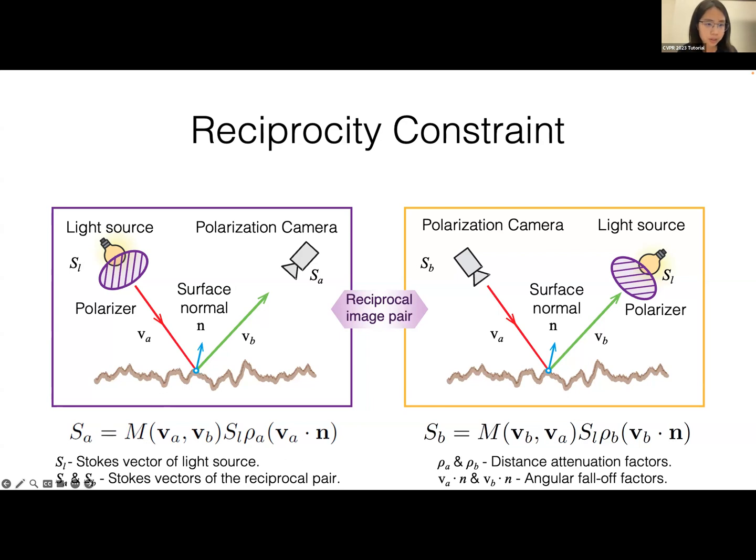And these terms rho and these terms are the attenuation that is caused by the distance of the light source and also the incident angle of the light source. Okay, these are very standard radiometry. And again, using the same way, we can formulate another equation where the camera is again here. Basically, we switch the position of the light source and the camera.